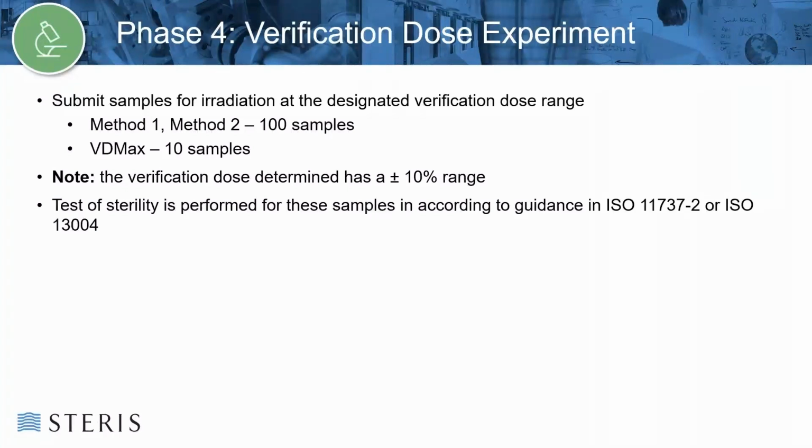Verification dose determined has a 10% plus or minus range. If the dose used is less than 90% and the result of the sterility tests are negative, the results are acceptable. Test of sterility is performed for these samples and results are evaluated in accordance to the corresponding radiation standard.